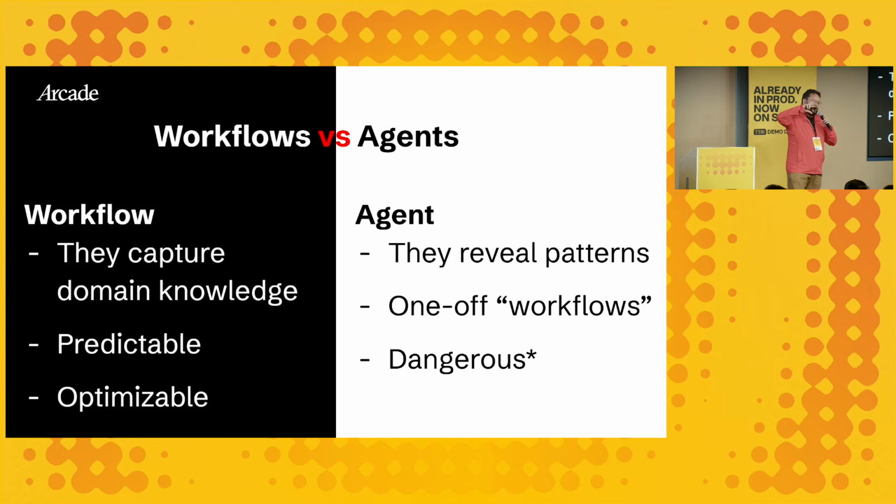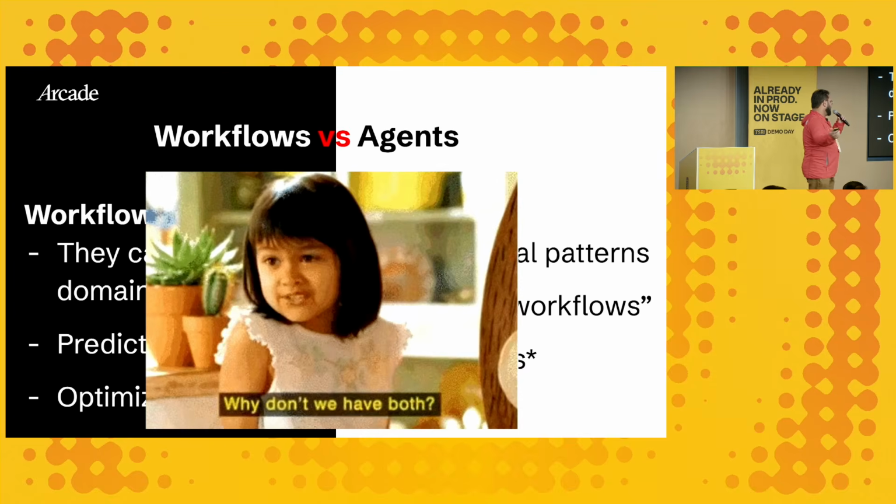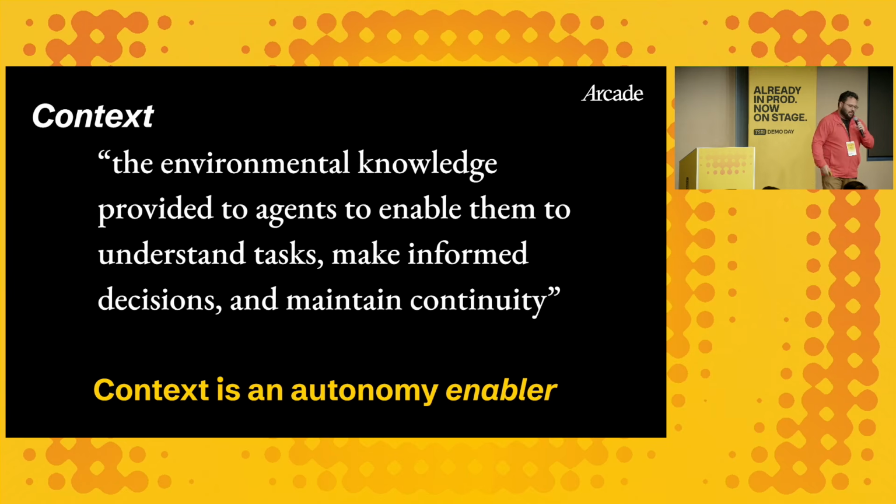So you can use the goodness of the agent side to distill that agent into a good workflow that is predictable and optimizable, while still keeping the agent side to reveal patterns that are useful, to explore the data and the action space, to design these kind of one-off workflows, and to use it in the dangerous mode with your supervision. So the rationale is basically, why don't we have both? And the ultimate key here is, well, it all goes down to context again, right?